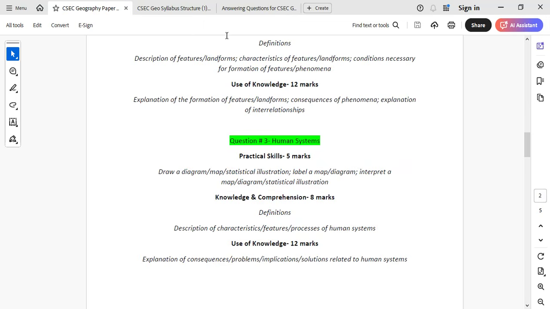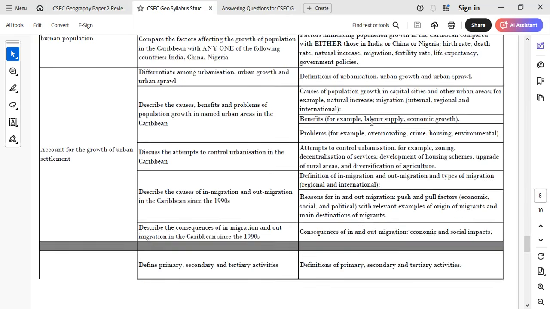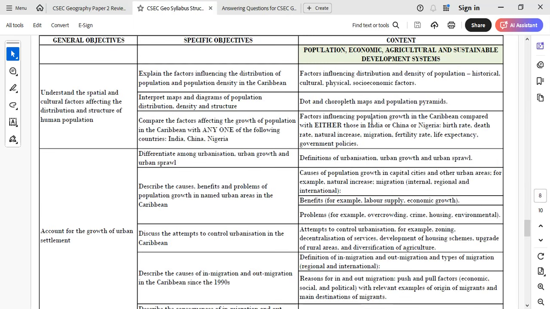Question 3 is the human systems. Right? Human systems, again, 3 broad areas. You have population, economic activities, agricultural activities. Right? And of course, they include sustainable development systems, but that could come along in question 4 in regard to that. So with human systems, know all your definitions, right?